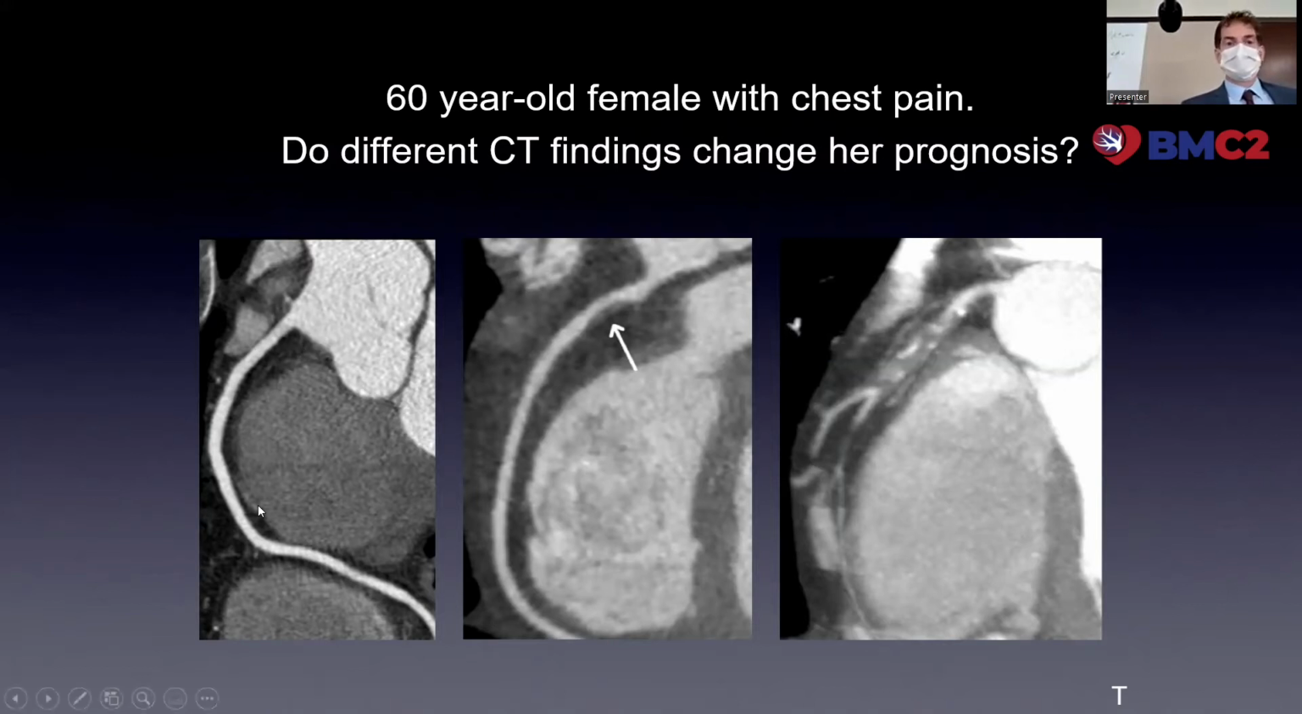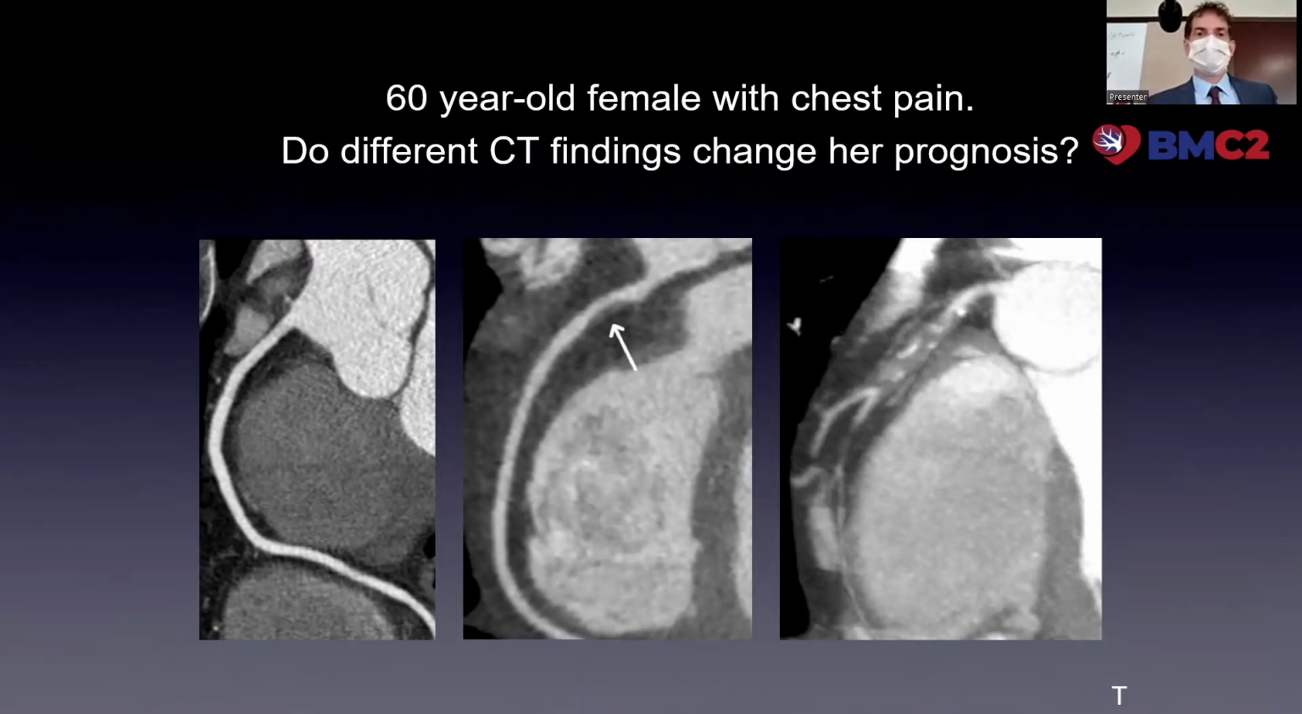On the left, you have somebody with normal coronary arteries. In the middle, you have somebody who has some plaque. It's not obstructive, so it's a mild plaque, not causing decreased blood flow down the artery. And over on the right, you have somebody with a chronic total occlusion of the right coronary artery. Does that mean anything if you see it on CT?